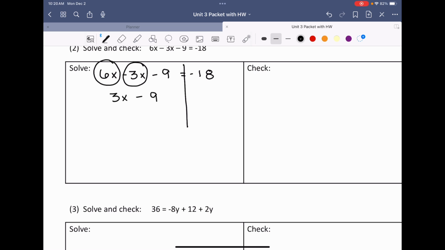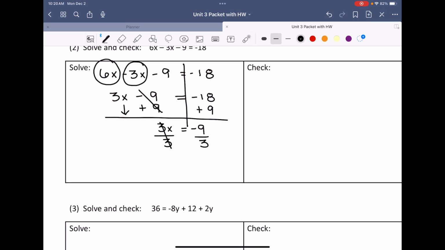3x minus 9 equals negative 18. Move the constant first, plus 9 on both sides. 3x gets brought down and your 9's cancel. 3x equals negative 18 plus 9 is negative 9. And divide both sides by positive 3. 3 divided by 3 is 1x equals negative 3.